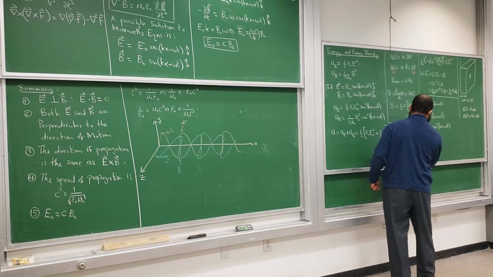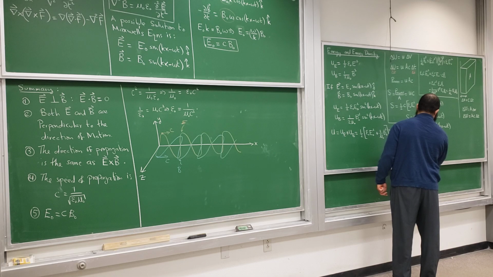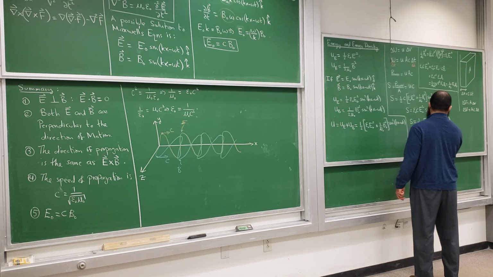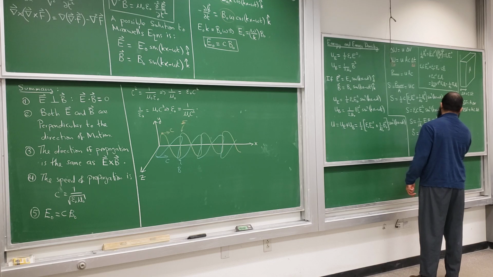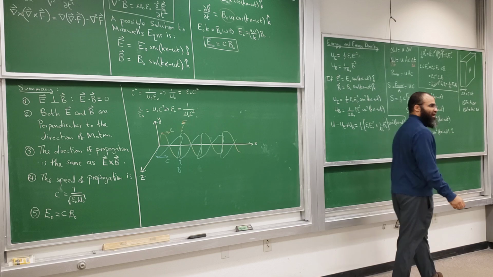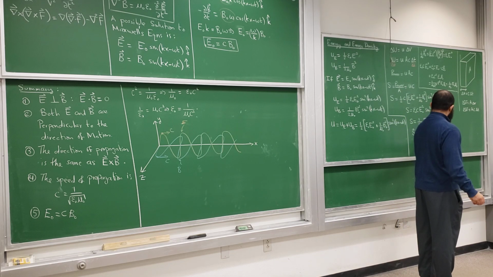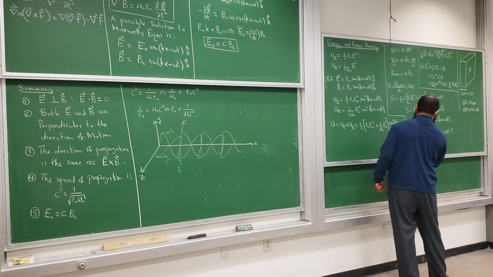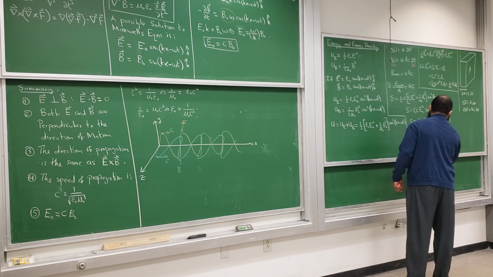So if I want to write this as a vector, S, it's 1 over mu naught, and then it's E naught B naught sine squared kx minus omega t, and then it's in the I hat direction, right? Now what is E naught times B naught sine squared? That's E naught sine, and then times B naught sine. And so S can in fact be written as 1 over mu naught E cross B.